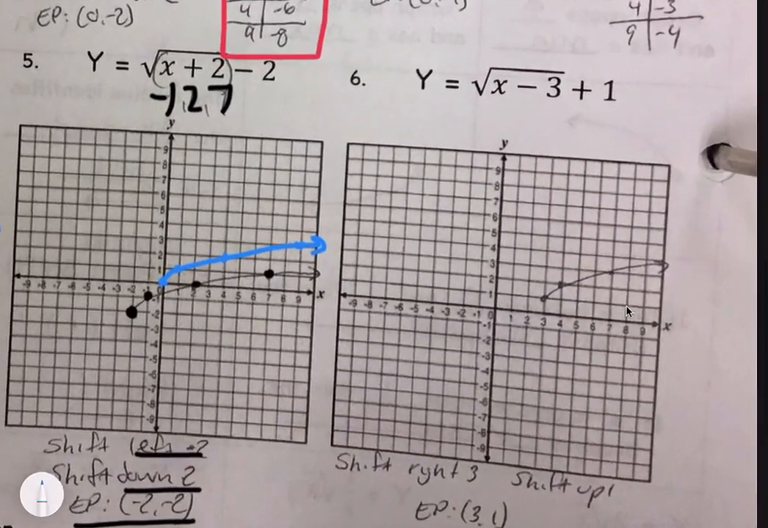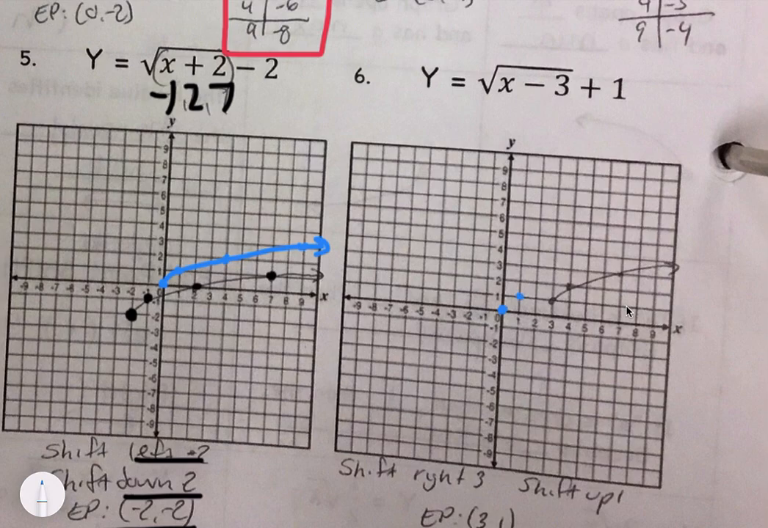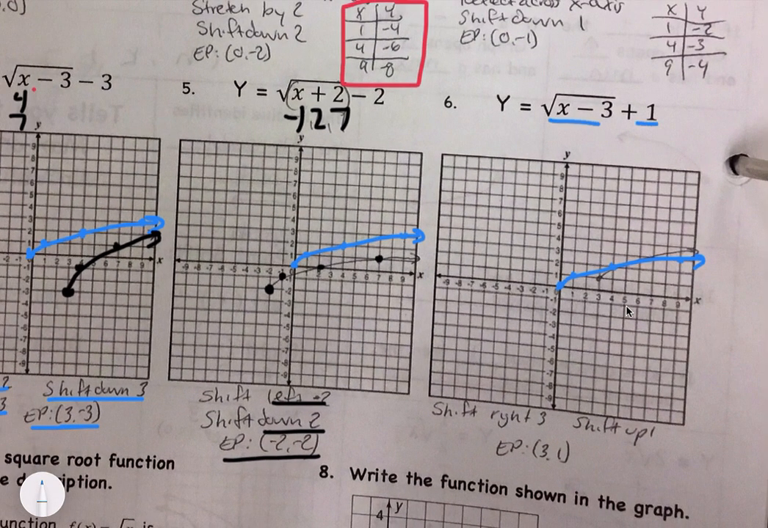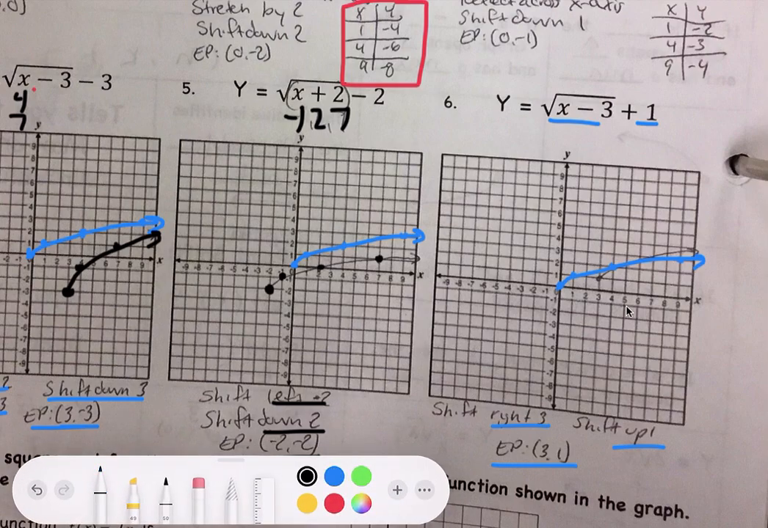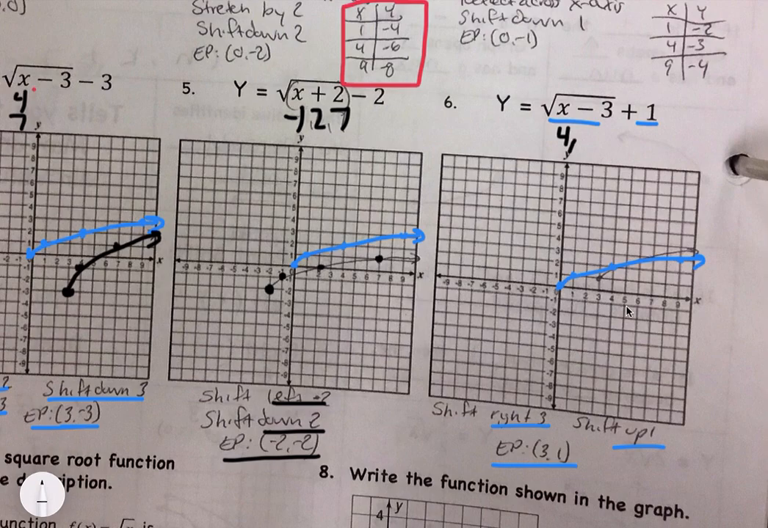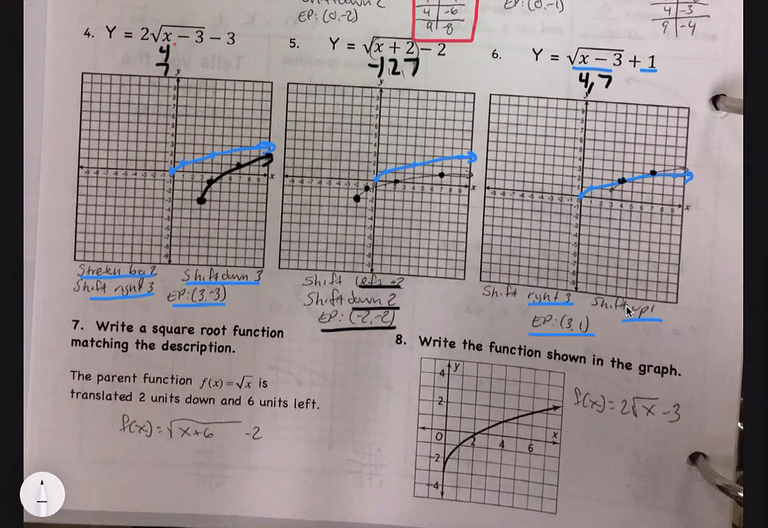And the last one, once again, I'm going to enter in my parent function at 0, 0, 1, 1, 4, 2, and 9, 3. And you can see x minus 3 and then the plus 1, right 3, up 1. My endpoint is at 3, 1. And so the points I would pick here, I would pick 4 and I'd pick 7. And you can see that's what I did. Got a point here and a point here. The next point I would have picked would have been 12, but 12 is off the board. So that's why.